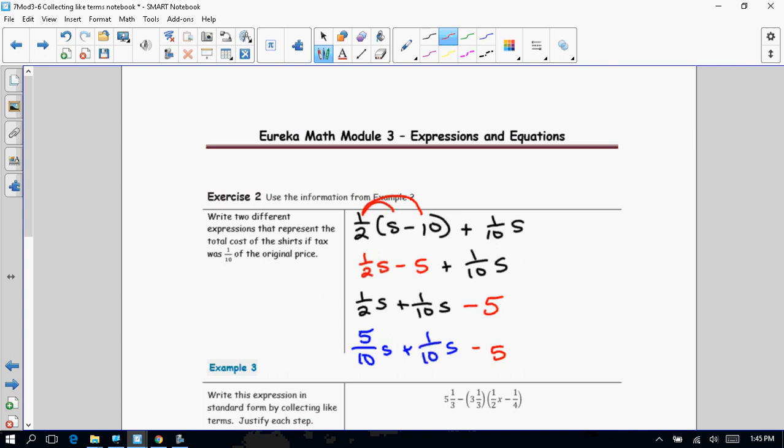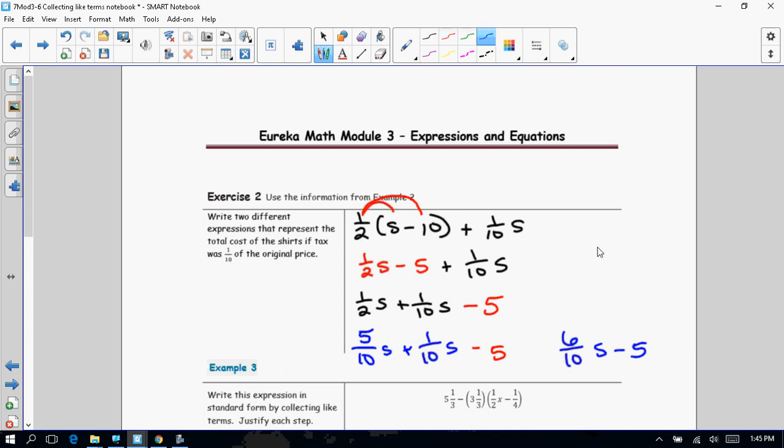Okay, well, what's 5/10 plus 1/10? That's right, it is 6/10 s minus 5. And that would be the price. We could reduce this to 3/5. That would be fine as well.